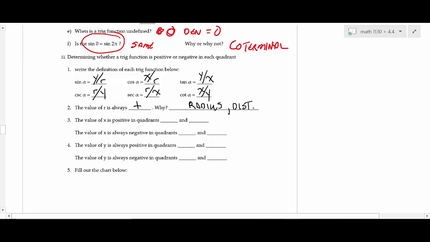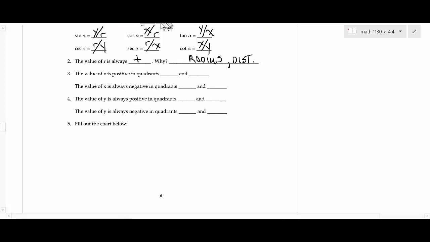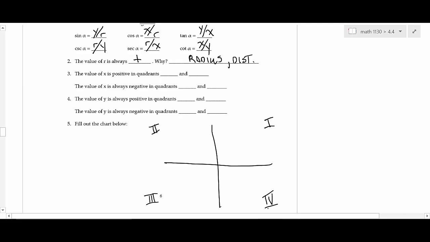Okay, so this is kind of the basic stuff that we want to go through. So I'm going to have you just draw an XY axis here. And what we're going to do is let's just label the quadrants. Quadrants go counterclockwise, so that's quadrant 1, 2, 3, and 4. And we use Roman numerals around like that, okay? So if you're in quadrant 1, well, here's what happens. X is positive, Y is positive, R is positive. And since you know that, then you can figure out what all the trig functions are, if they're positive or negative. So the value of X is positive in quadrants 1 and quadrants 4, okay?